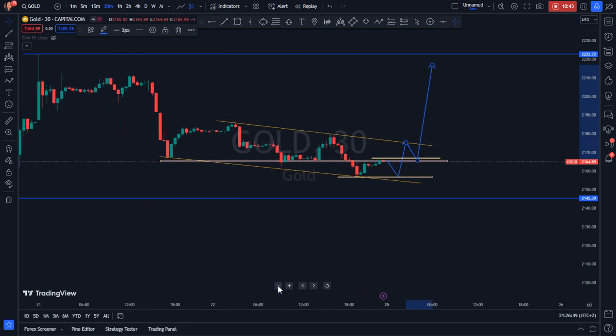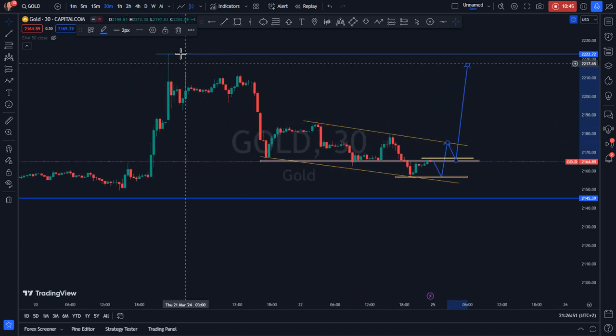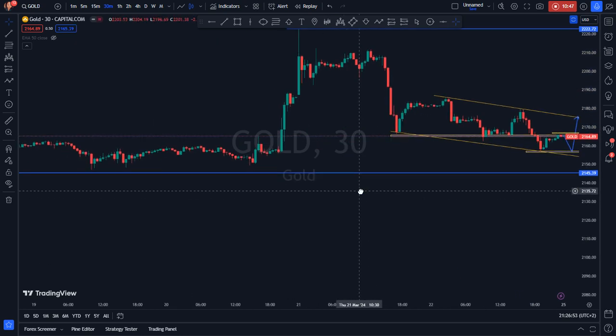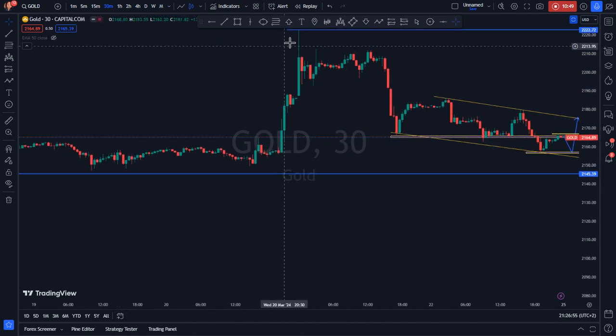And then again, a reversal pattern is allowed to be in a correction phase, because this was an impulsive phase from this low to this high. Therefore, this is the correction phase.